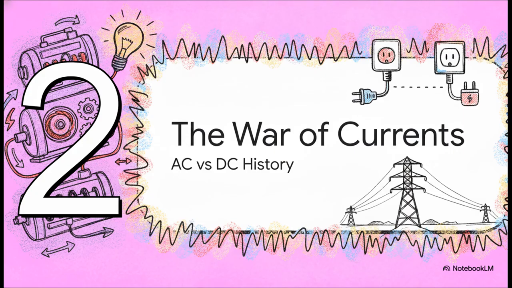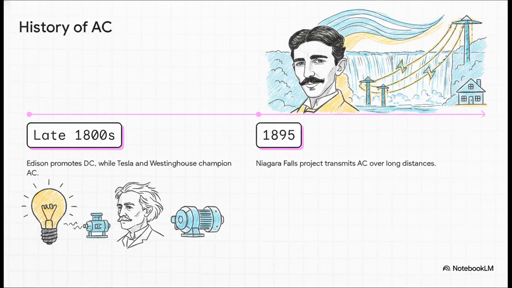Moving right along to section 2, the war of currents. Let's briefly step back in time. Back in the late 1800s, there was this intense rivalry known as the War of Currents. On one side, you had Thomas Edison fiercely promoting direct current. Now, DC was great for short distances, sure, but it suffered massive energy losses over long transmission lines.